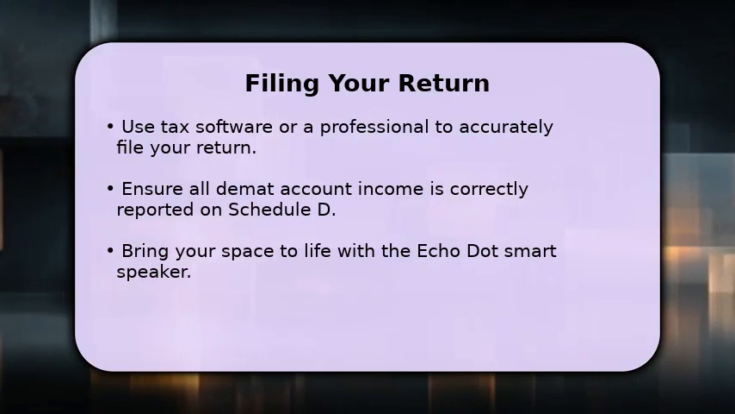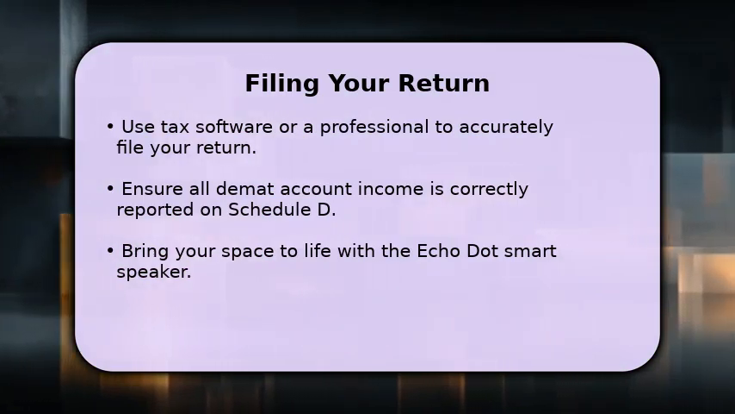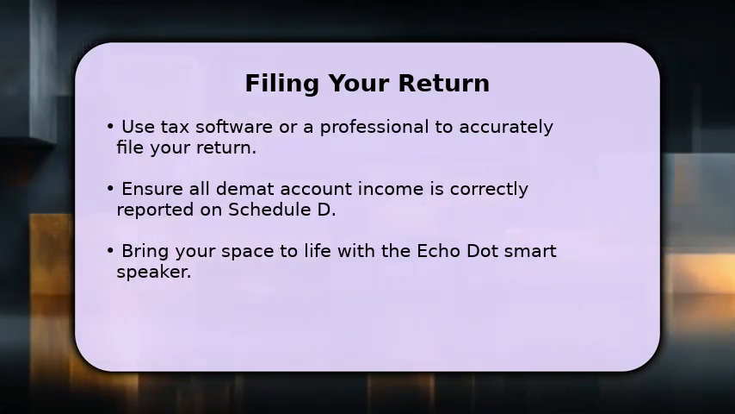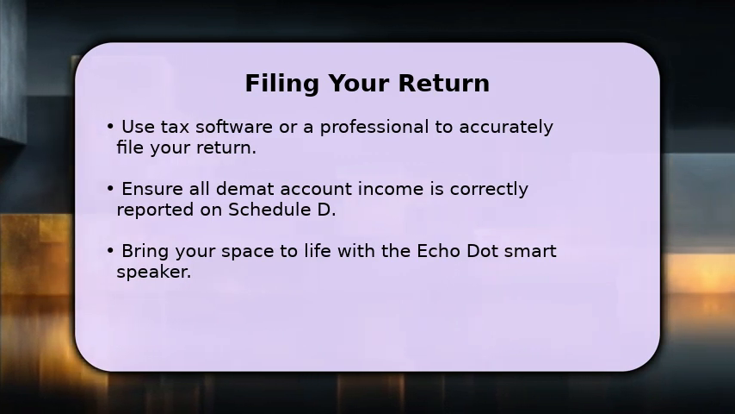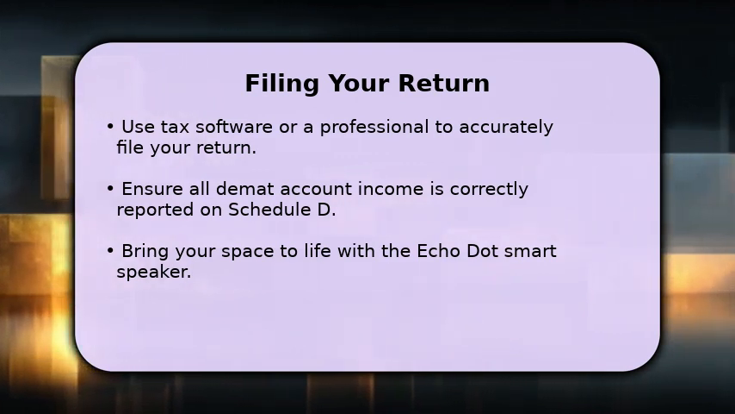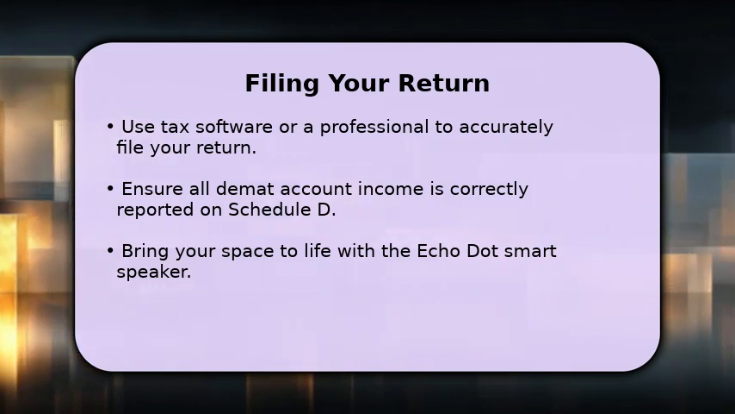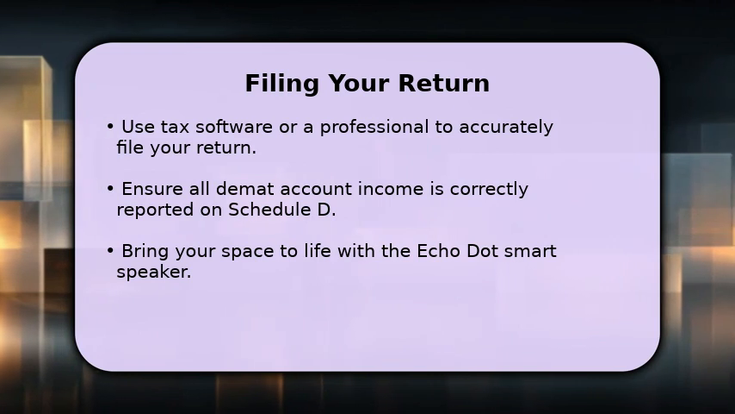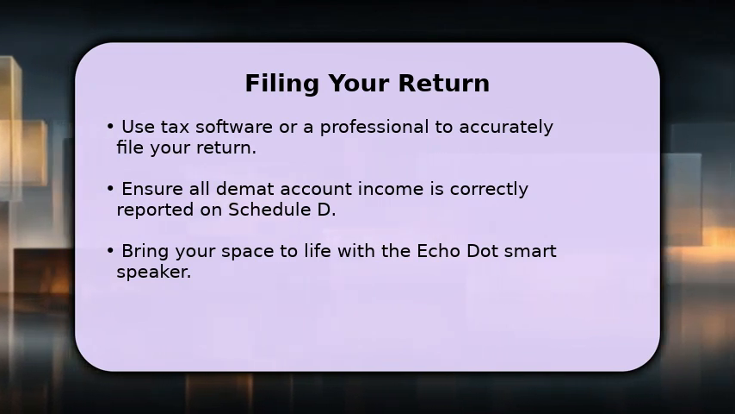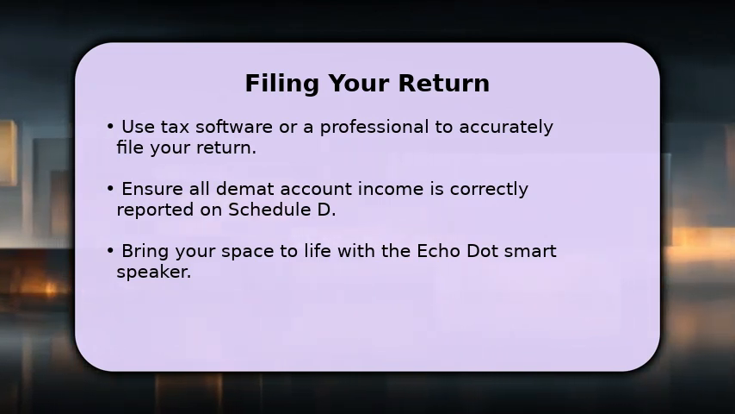Finally, it's time to file your tax return. You can use tax preparation software or consult a tax professional to ensure accuracy. All your capital gains and losses are reported on Schedule D and dividends on Schedule B or D, depending on their type. Double-check all entries before submitting to avoid errors.